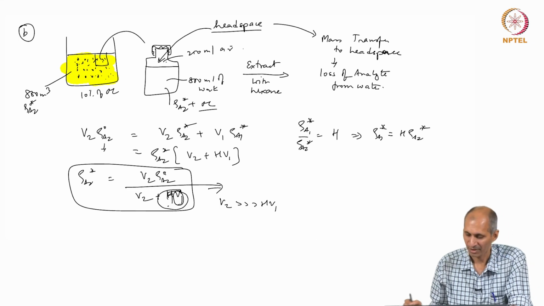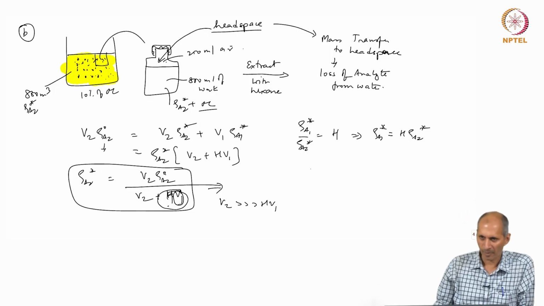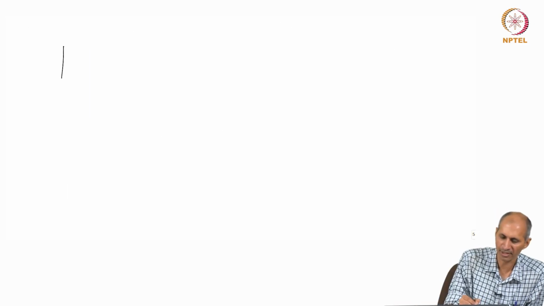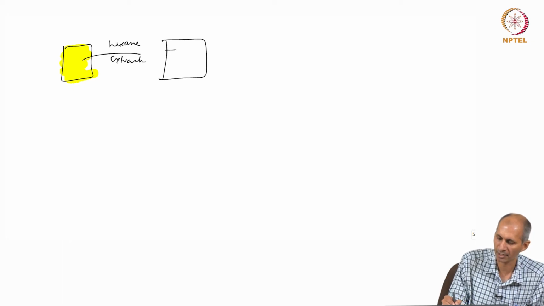the question is, if I extract with hexane, what will I get when I extract with hexane? So, I take this water sample, which is this, and do the extraction, which will mean that I am adding a little bit of hexane.